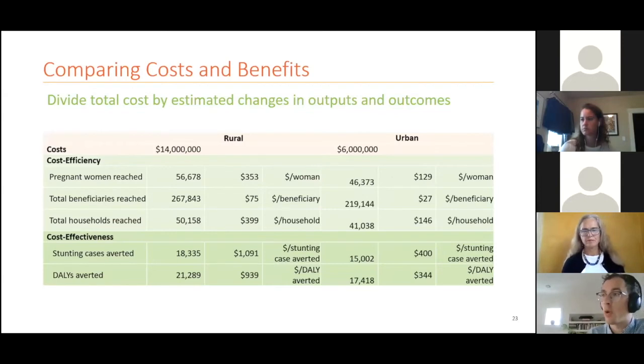So we generate total estimated cost in the rural setting of our country and the urban setting of our country. Plus, we know the numbers reached and the numbers of stunting cases and DALYs averted in each setting because our impact evaluation was also similarly structured to develop representative stratified estimates. And this allows us to compare the cost efficiency and cost effectiveness of the program in rural versus urban parts of our country.